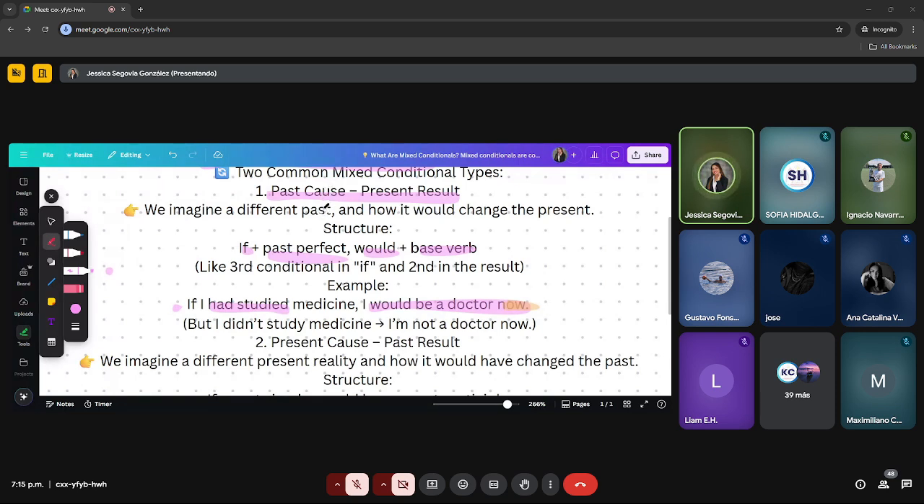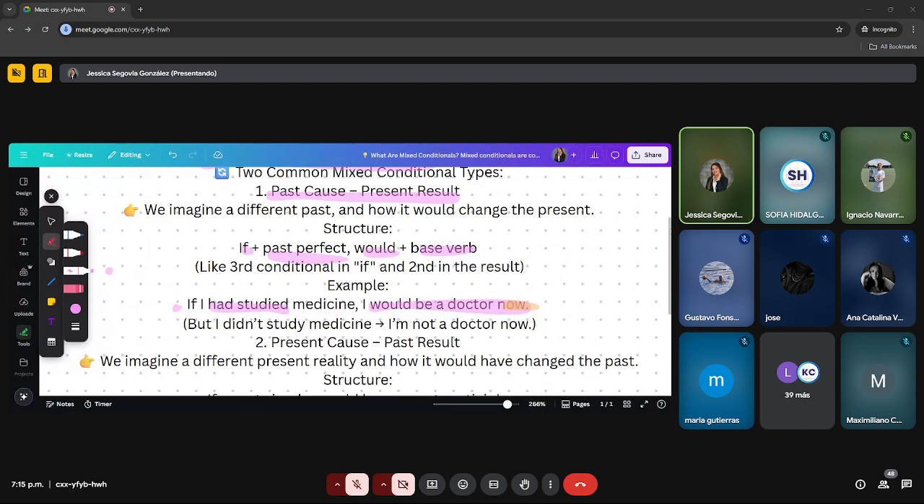Now I am going to make a pause. Does anybody have any questions about the first type of mixed conditional? No. If not, we will continue.